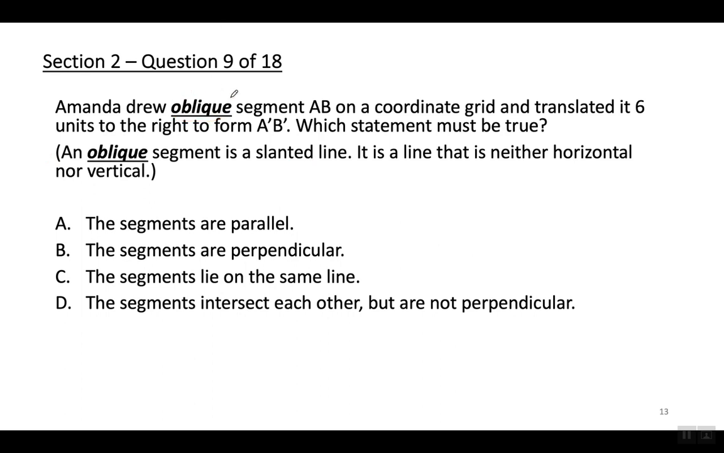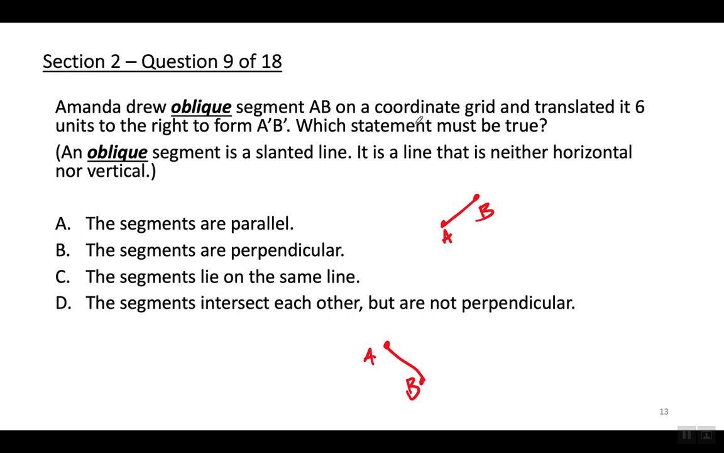Alright, so Amanda drew oblique segment AB. This is something that I think is common sense, but maybe some of you don't realize this. When I have a question, a lot of times I'll sketch out an example and it helps me picture what I'm doing and it makes the question a lot easier. So let me draw a slanted segment and write AB. You could draw it like whatever. There you go. That's a slanted line. I could have drawn it like this and it's the same thing. It doesn't matter, but it'll help us picture whatever they're talking about.